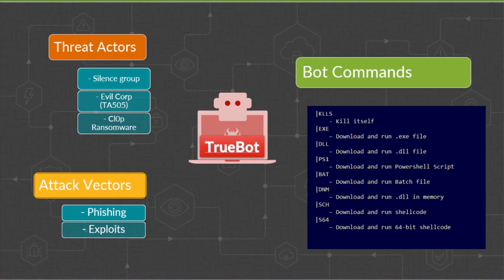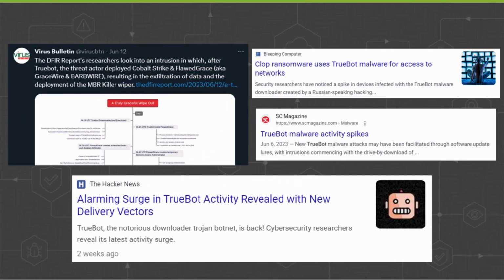and even Clop ransomware. TrueBot adds the victim system to botnets, and it receives command and control instructions from its master to download and execute several file types, including .exe, .dll, batch files, PowerShell scripts, and shellcode. The master can also issue a bot command to terminate or kill TrueBot. TrueBot is very versatile, making it little wonder that there's been a surge of TrueBot malicious activity.